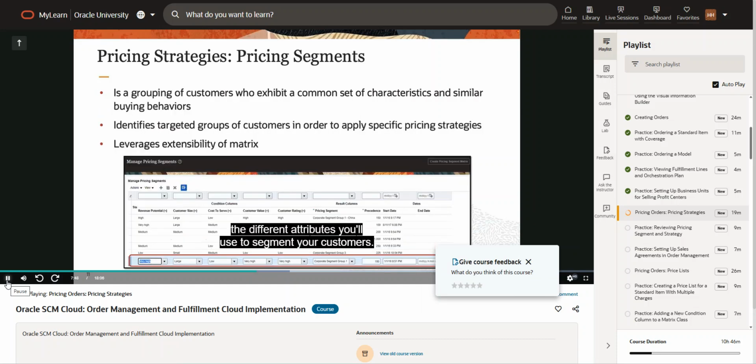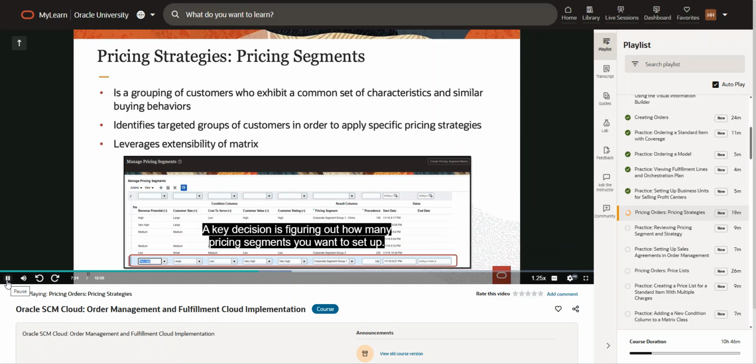As you plan your pricing strategy, it's important to review the different attributes you'll use to segment your customers. A key decision is figuring out how many pricing segments you want to set up. Pricing uses the attribute values from each customer's profile to decide which segment they belong to. Customers who share similar buying characteristics are grouped together in a pricing segment. Oracle Pricing uses matrices as a unique way to define these segments. In a matrix, you set up conditional columns with different attribute values and result columns for things like the pricing segment and precedence. This lets you expand your criteria for segmenting customers even further.